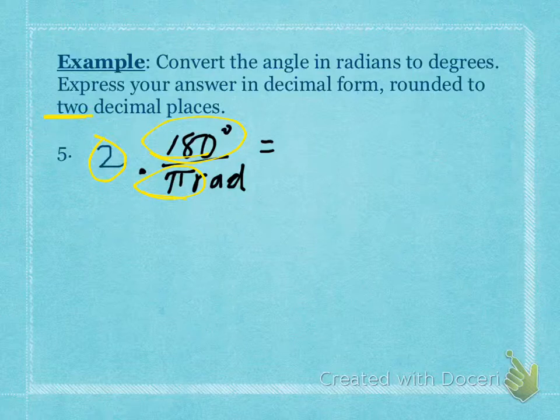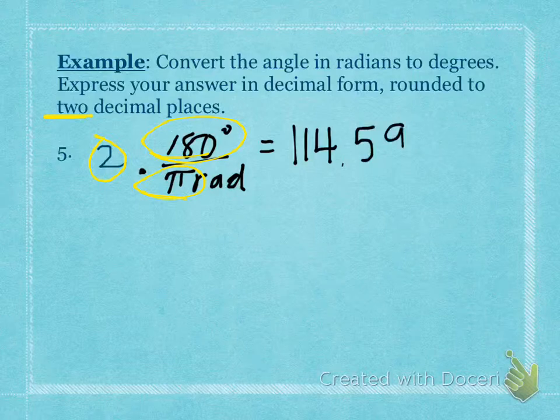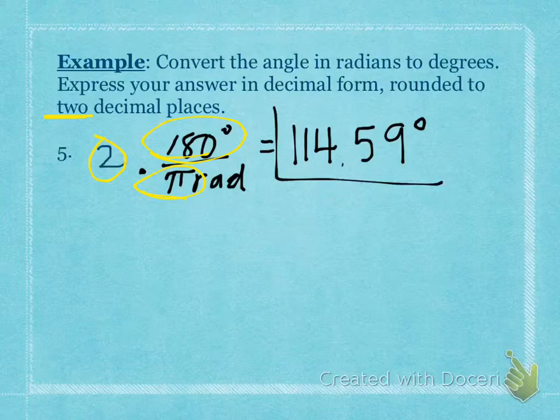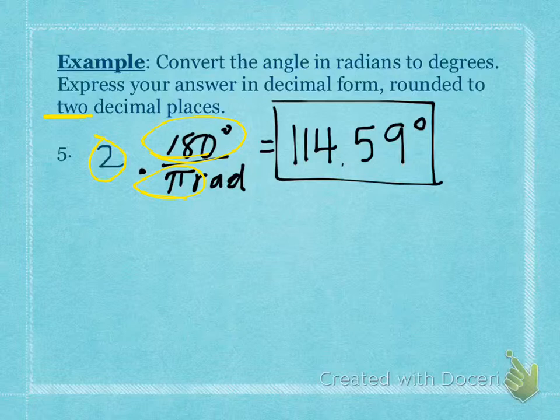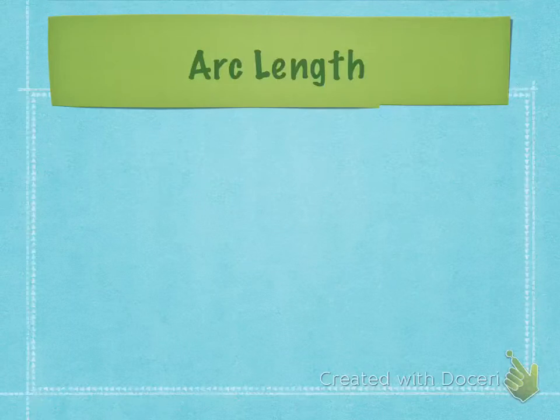And what do you get? Point what? 59 degrees. Very good. Don't forget the degrees. So it really isn't any harder if the pi's don't cancel, right? It just ends up not looking as pretty of a number. I get decimals in my number instead. So it's no big deal.